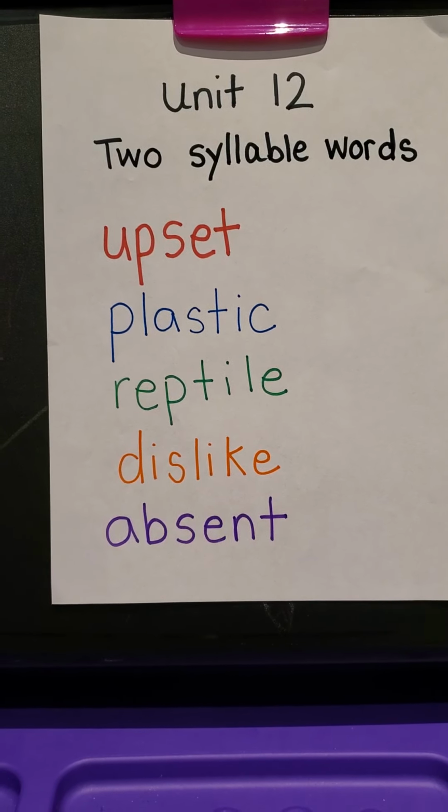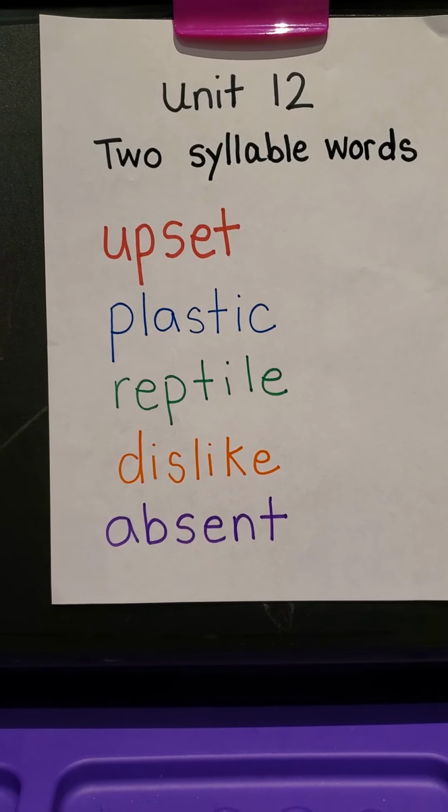And the last one, that first part, ABS, abs, I don't think that is a part. Let me just try AB, ab. And then the second part is sent, so it's absent. So overall, when we come across bigger words, we want to try and break it down and think about what we know to help us read the word.